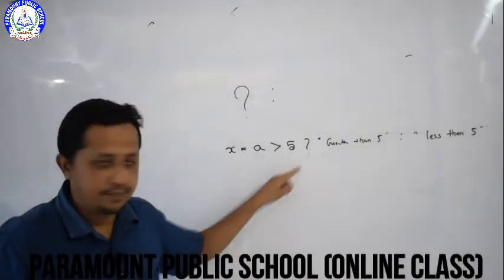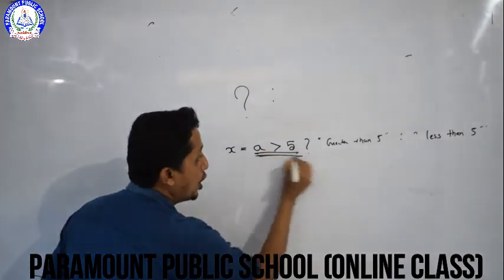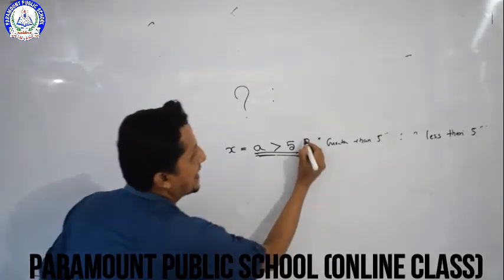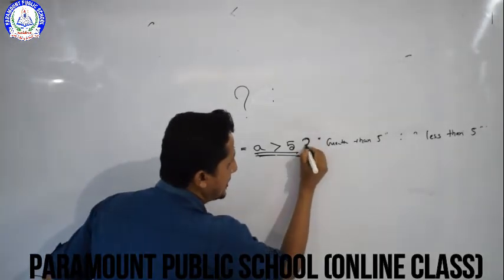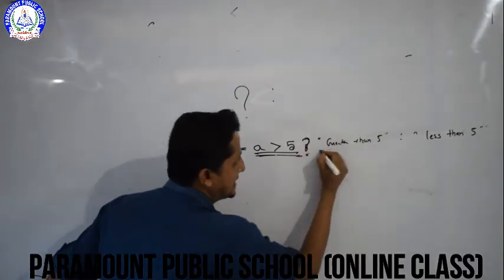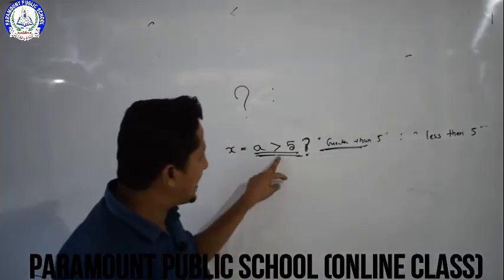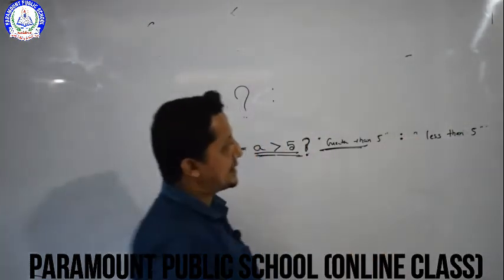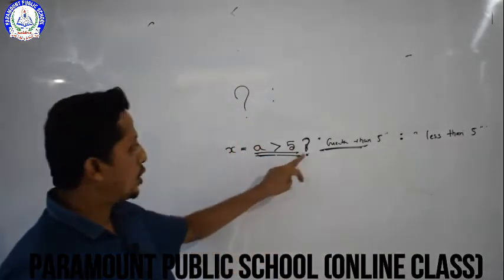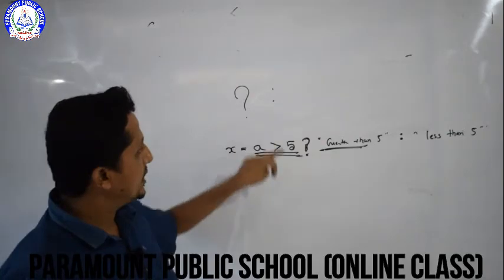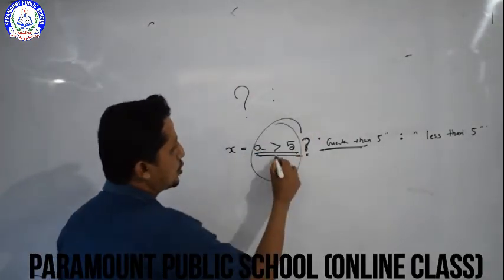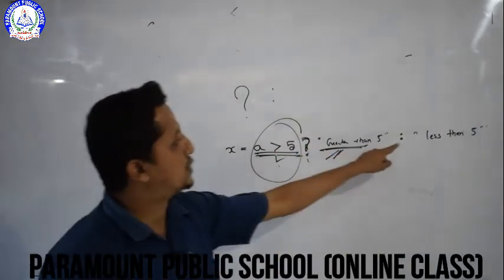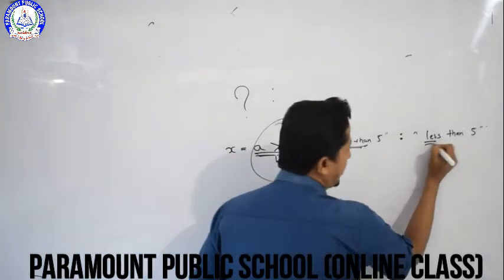It checks a condition. If the condition is true, then the statement after the question mark is executed. If the condition is false, then the statement after the colon is executed. You can see here the question mark and colon. If the condition is true, the statement after the question mark is executed. If the condition is false, the statement after the colon is executed.